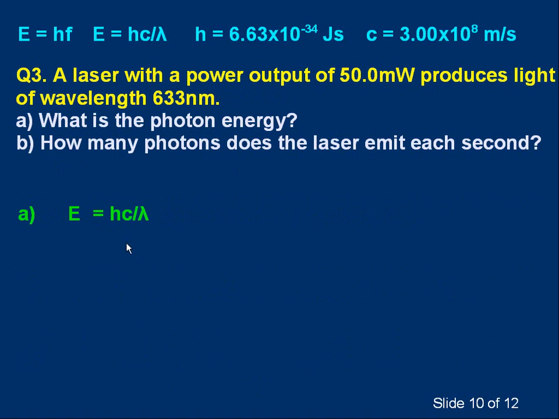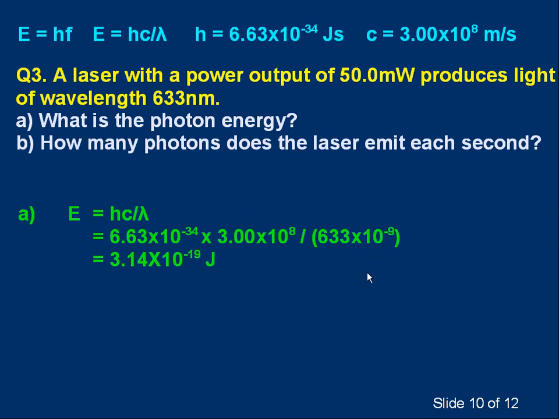For part A, let's use the formula E is hc over lambda. We know what h is, put the number in. We know what c is. We're going to divide it by the wavelength. We've got to have it in meters. 633 nanometers. Nano means 10 to the minus 9. So the value we divide by is 633 times 10 to the minus 9. That's the wavelength in meters. And if you do that, 3.14 times 10 to the minus 19 joules. Give the answer to 3 significant figures to match the data.